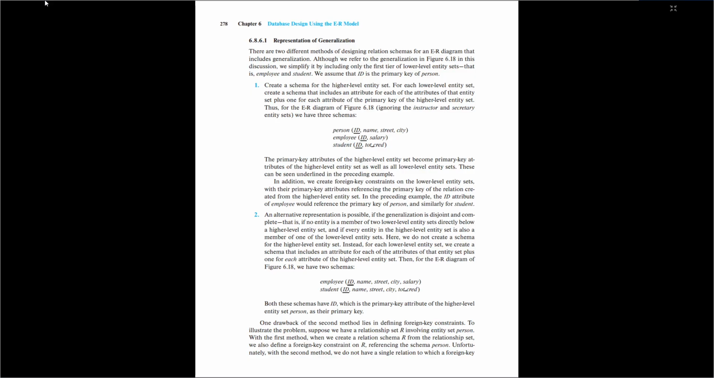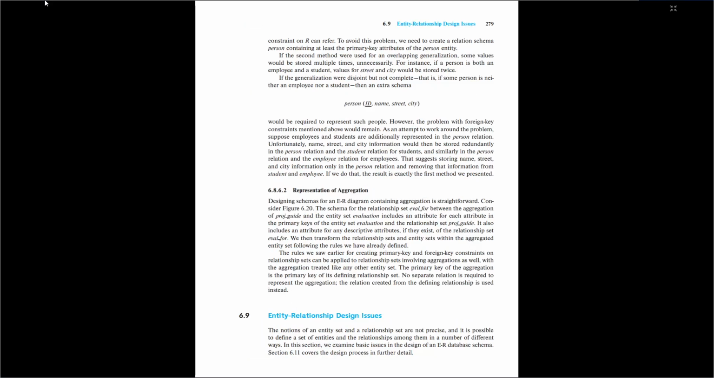One drawback of the second method lies in defining foreign key constraints. To illustrate the problem, suppose we have a relationship set R involving entity set person. With the first method, when we create a relation schema from the relationship set R, we also define a foreign key constraint on R, referencing the schema person. Unfortunately, with the second method, we do not have a single relation to which a foreign key constraint on R can refer. 6.9 Entity-Relationship Design Issues 279. To avoid this problem, we need to create a relation schema person containing at least the primary key attributes of the person entity.